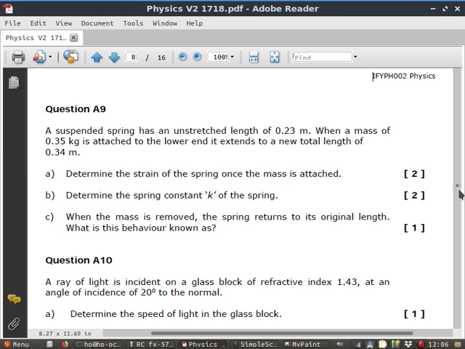What's suspend? Suspended means hangs. H-A-N-G. Sure is.